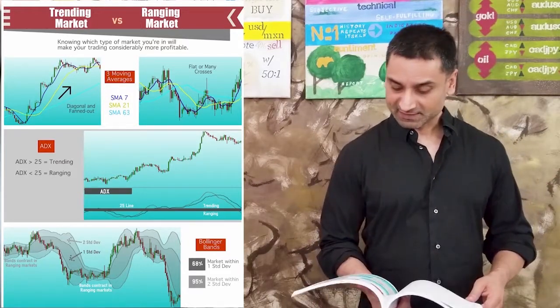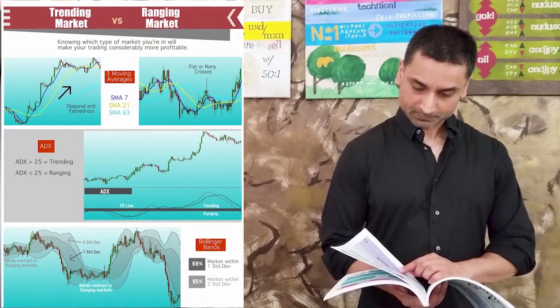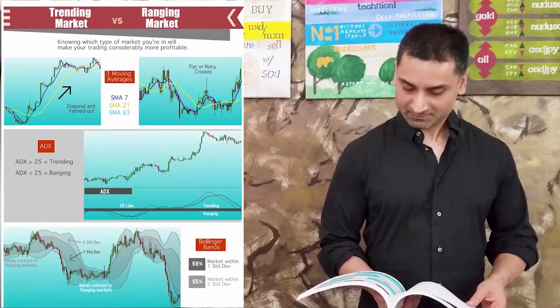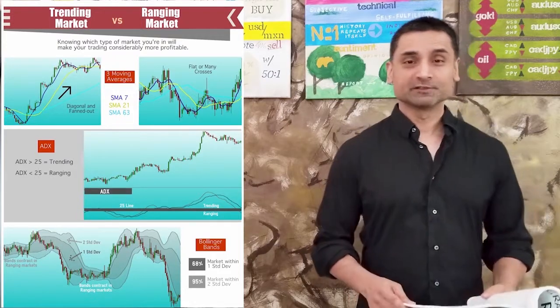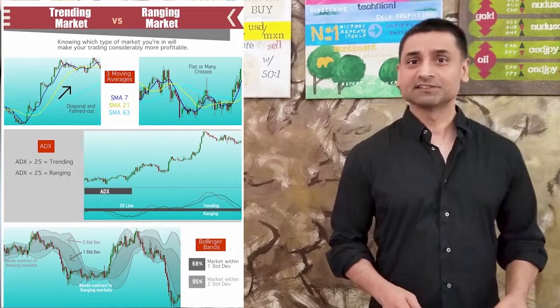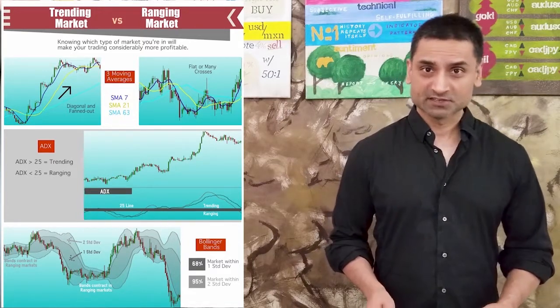Let's look at the ADX. We've used this before with the 25 line, and we're going to continue to use the 25 line to determine whether the market is trending or ranging. Basically, if the ADX is above this 25 line, then you're in a trend. If it's below, you're in a range.